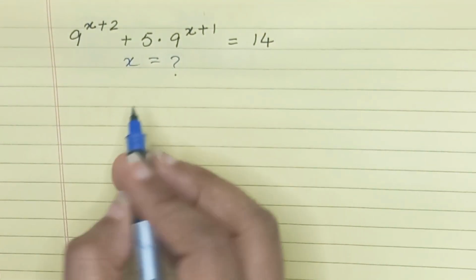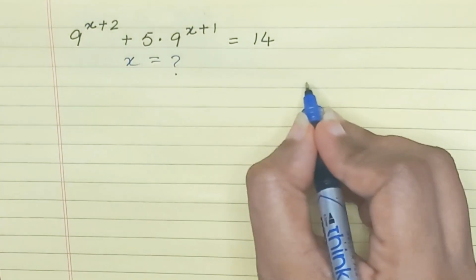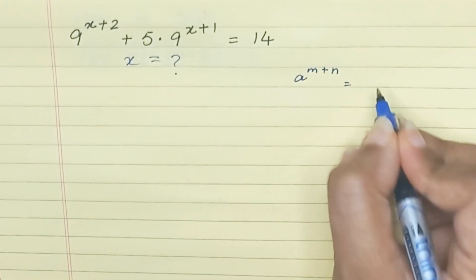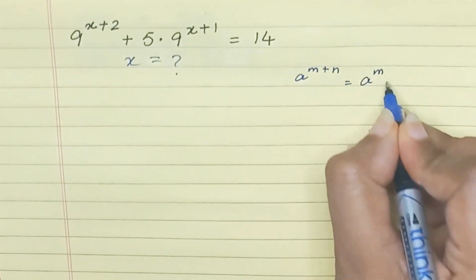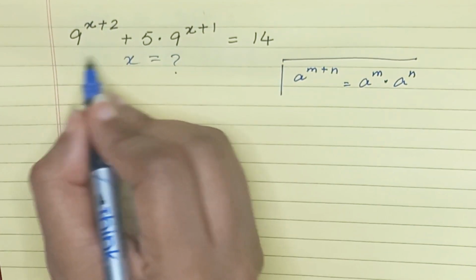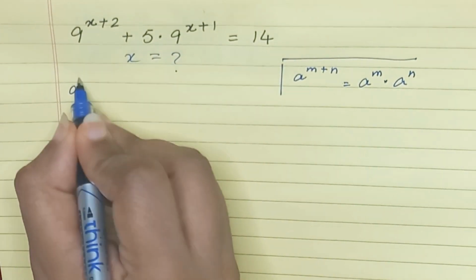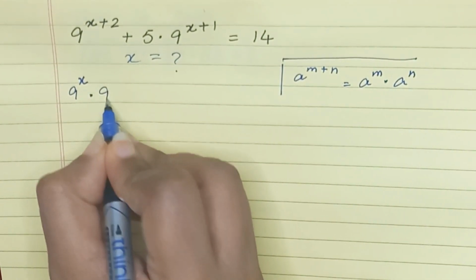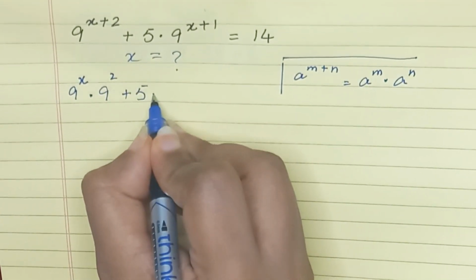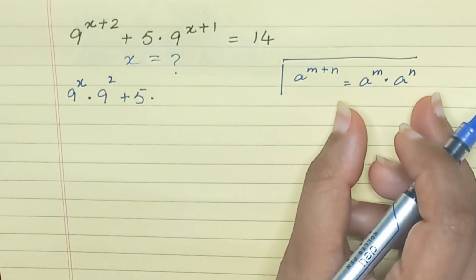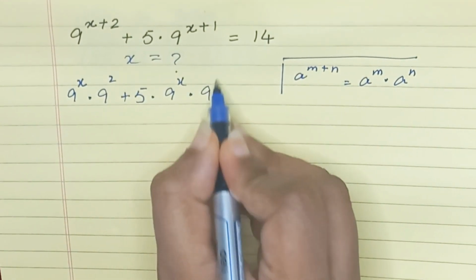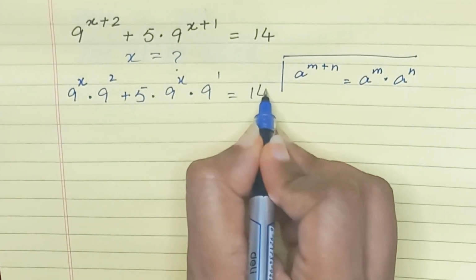So we can write 9 raised to the power x plus 2 as a raised to the power m plus n, which can be written as a raised to the power m into a raised to the power n. So it will become 9 raised to the power x into 9 raised to the power 2 plus 5 into 9 raised to the power x into 9 raised to the power 1, which is equal to 14.